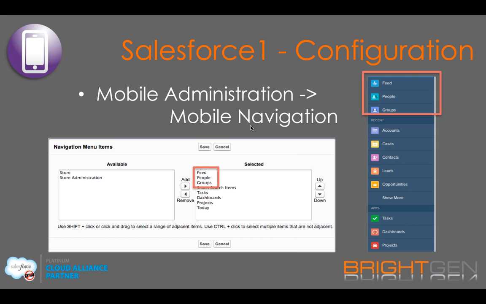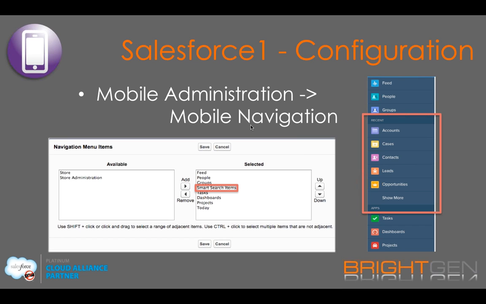So feed, people, and groups are the familiar Chatter items, which have been around in Chatter Mobile for some time. Smart Search Items is a new feature, and this is interesting. So this expands to show the tabs of any recently accessed records. And as well as that, it's the delineator between menu items, so the feed, people, groups, and applications. That's anything that sits under the apps divider.